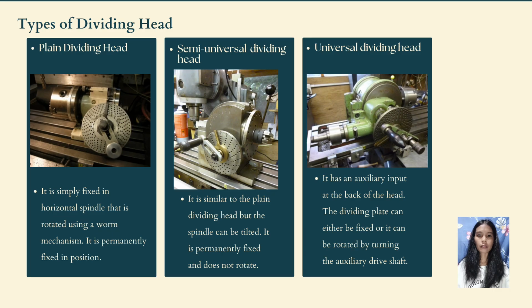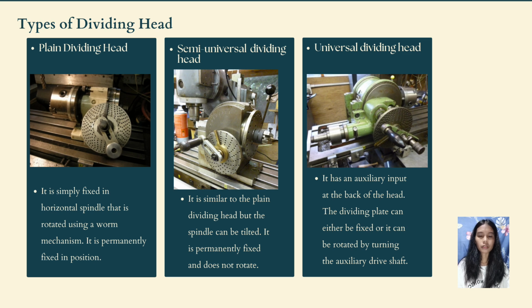Types of dividing head. Dividing heads can be split into three types. These are closely related to their size and complexity. These are the plain, the semi-universal, and the universal. On the plain dividing head, there is a simple fixed horizontal spindle that is rotated using a worm mechanism. In this case, the dividing plate is always permanently fixed in position.